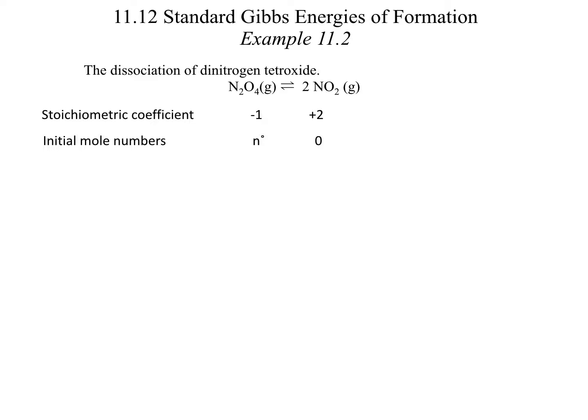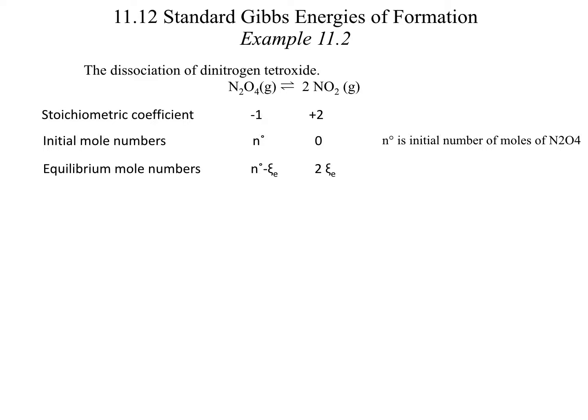So if that is the case, N0 is the number of moles of N2O4. You start with 0 moles of NO2. The problem may state something different. That is okay. If the problem states initial concentrations of each of the reactants and products, we're going to use those as well. So now, equilibrium mole numbers.